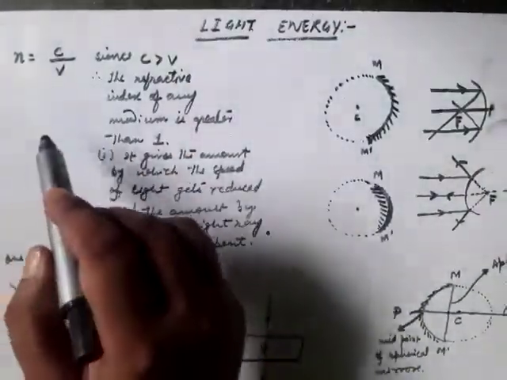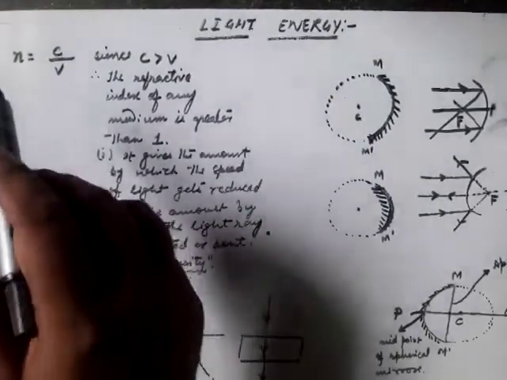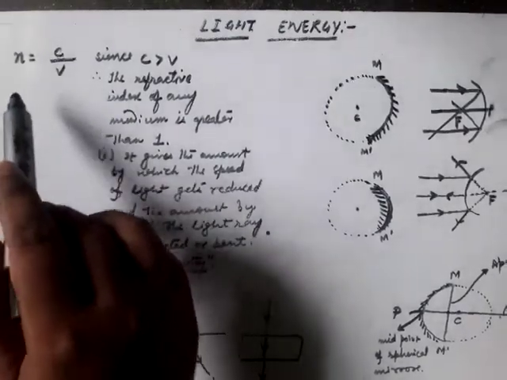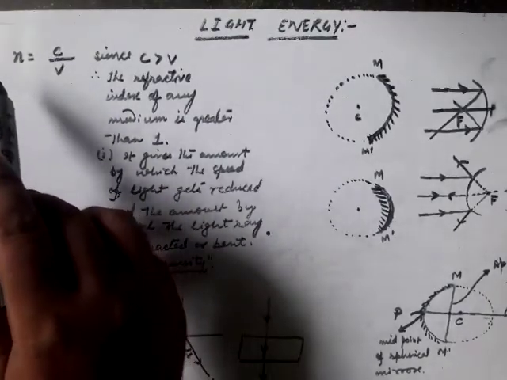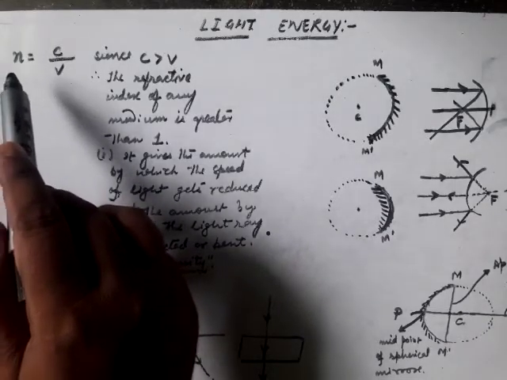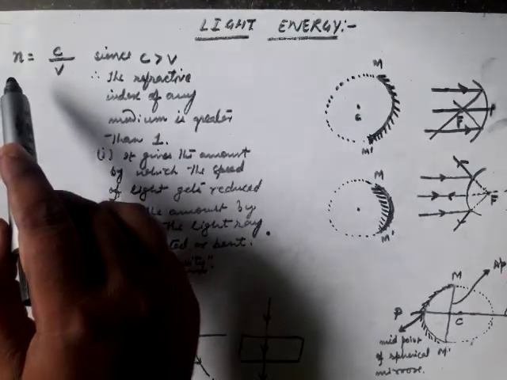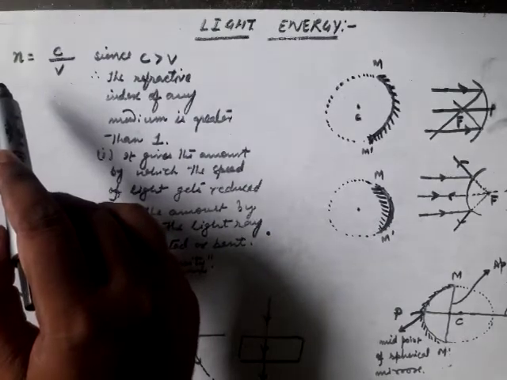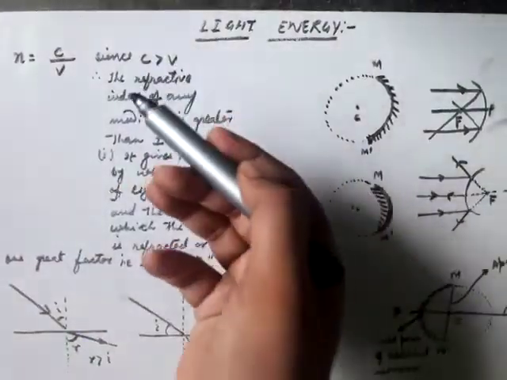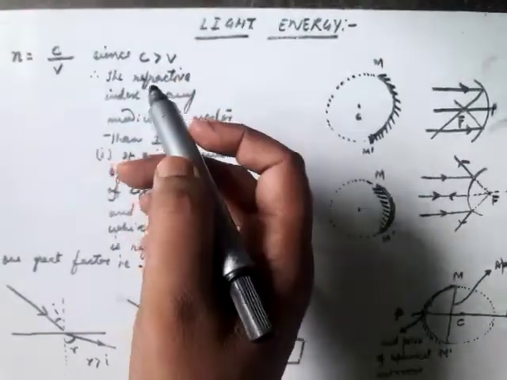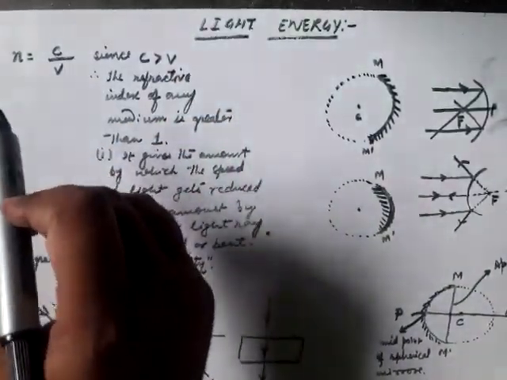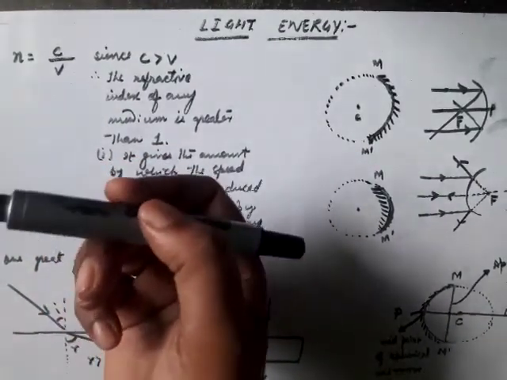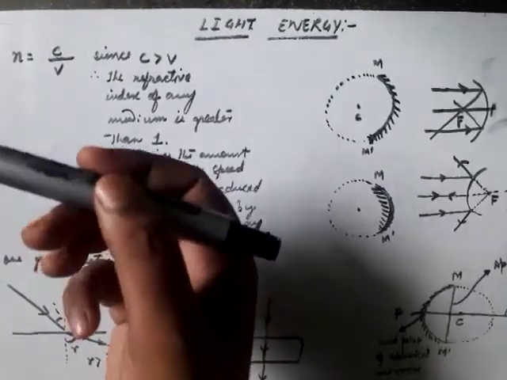In this video we are starting with a very important concept, that is the refractive index. So what is the refractive index? The question arises in our mind. Refractive index is a very important property of light. When light enters another medium, refraction takes place, and it bends when it enters the denser medium from the rarer medium.